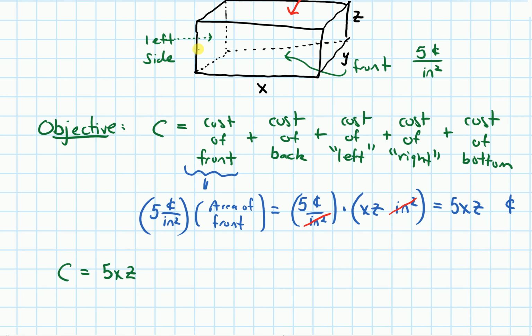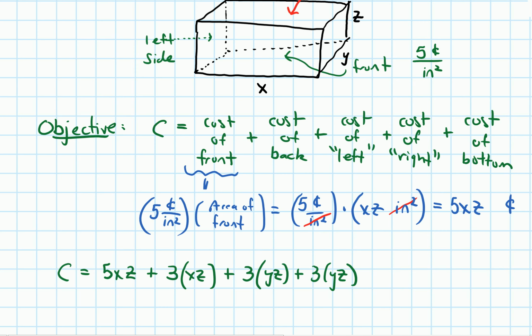For every other side, the cost was 3 cents per inch squared. So for the back, for example, we would multiply 3 cents per inch squared times the area of the back. And the area of the back is the same as the area of the front. It is xz. And now we need the cost of the left. So the left side is also costing 3 cents per inch squared. So I have to multiply that price times the area of the left side. The area of the left is yz. Similarly, the right is also going to be plus 3 times yz, because the area of the right is yz.